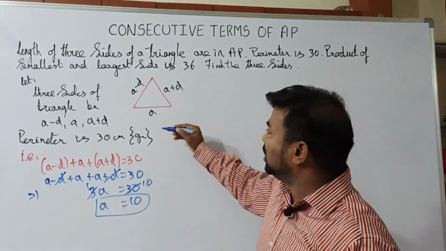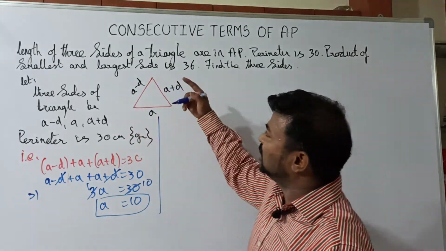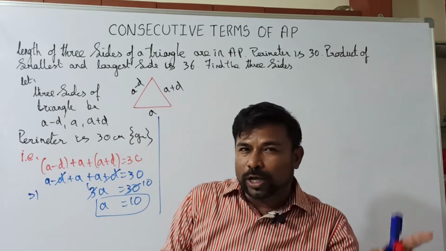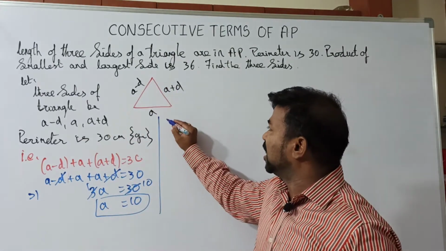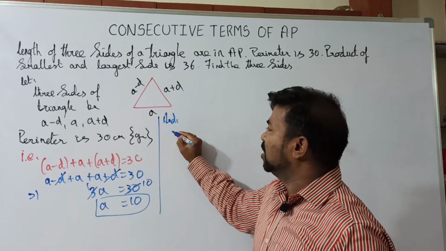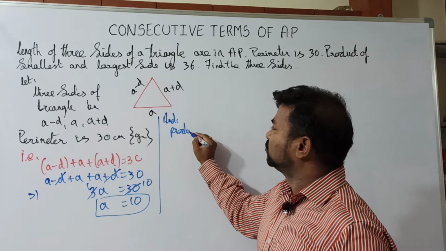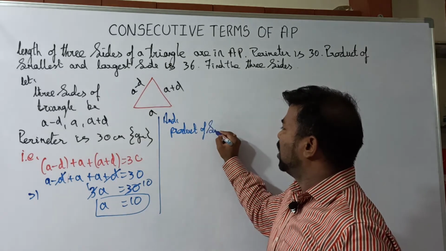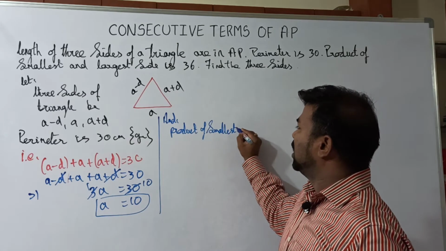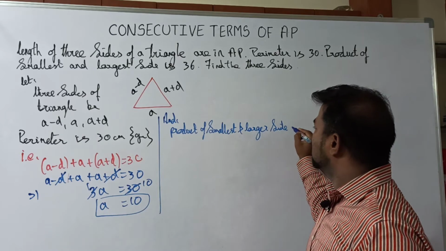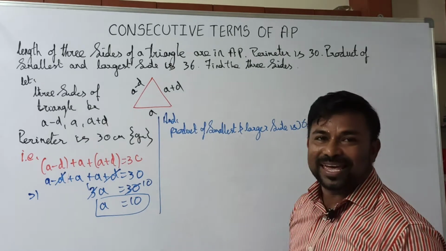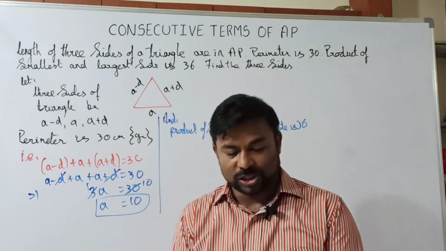So let's go for the other clue he has given. He said the product of the smallest and the largest side is 36. The product of the smallest and larger side is, how much did he say? 36. So let's pick that logic now.